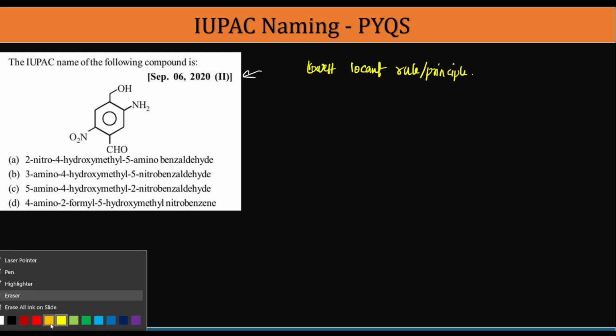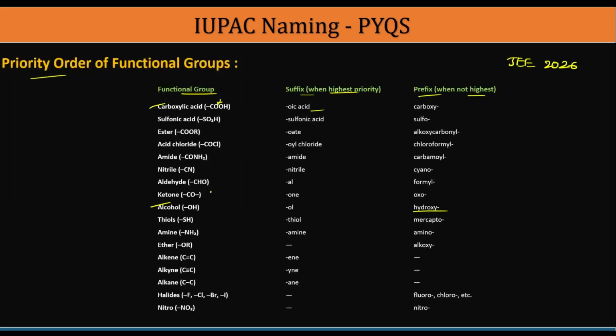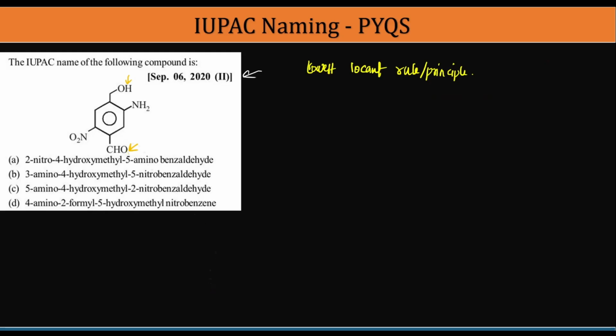If you don't know anything regarding IUPAC naming, you don't need to worry, because I'll tell you. Let's see what the functional groups are. CHO is there, OH is there, amine, and NO2, all these functional groups are there. But which one gets first priority? You can check it here. Aldehyde comes first, then alcohol, then ammonia, then amine, then nitro group. If you have an idea of the functional group priority order, then you can easily do it.